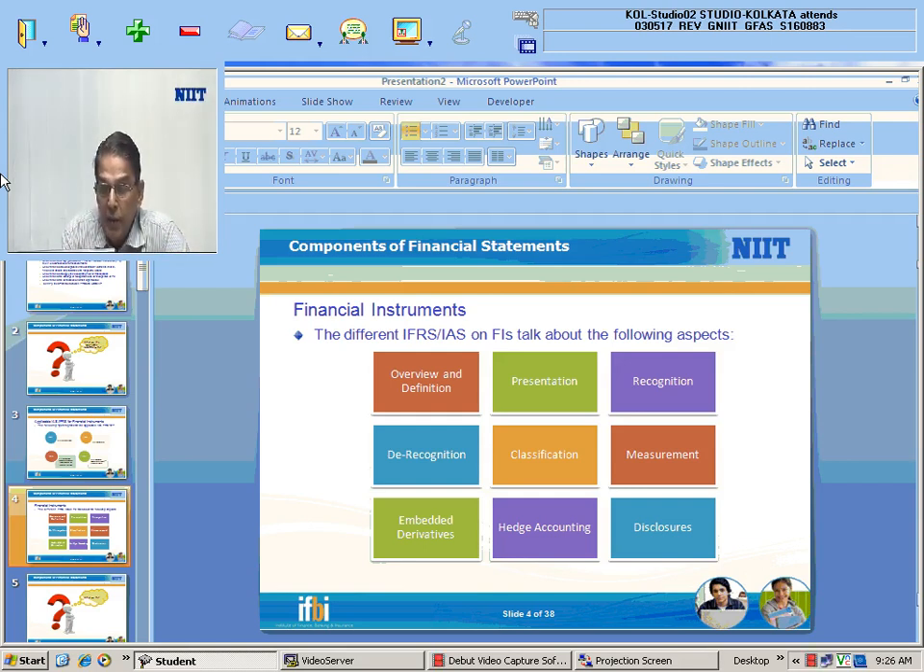So this is basically a summary of the different aspects that the accounting standards IAS 32, IAS 39, IFRS 7 and IFRS 9 mentioned in the previous slides deal with. That is basically the scope of the standards. Here we will be covering classification, recognition, measurement and briefly understanding derecognition, derivatives and hedging. So basically we will be looking at 6 of the aspects.